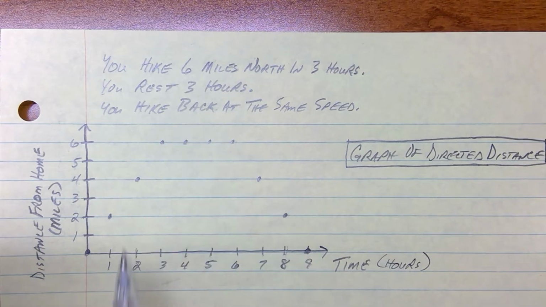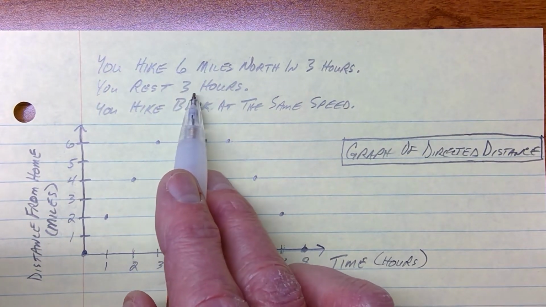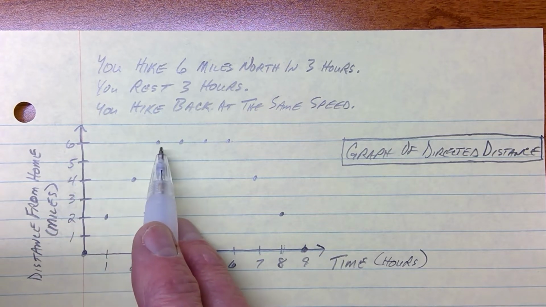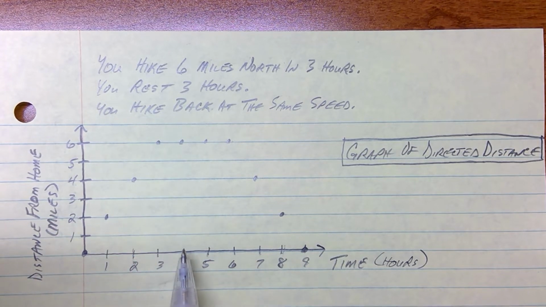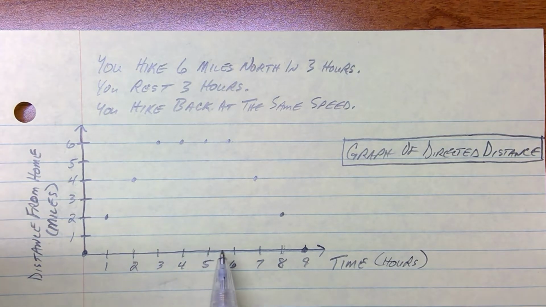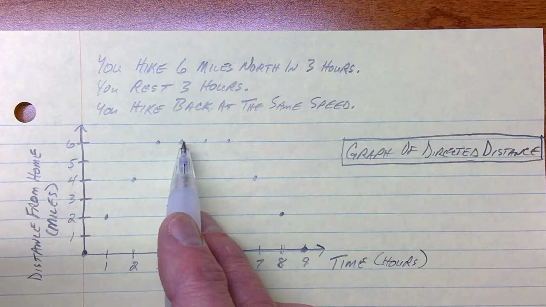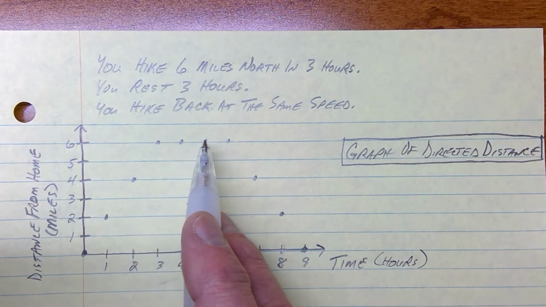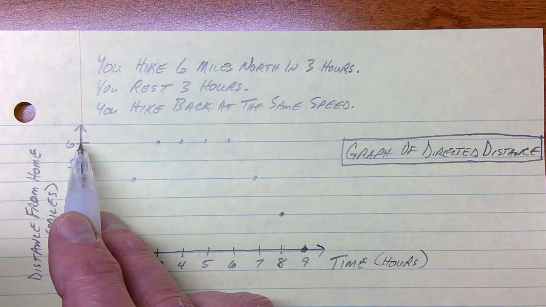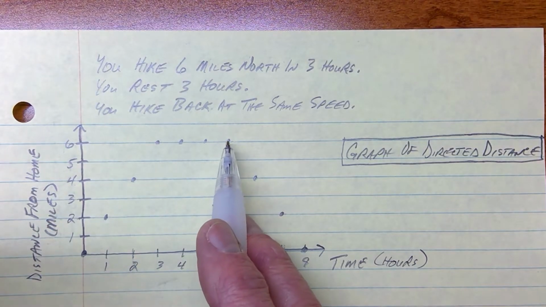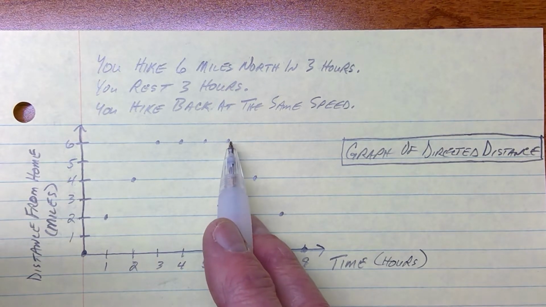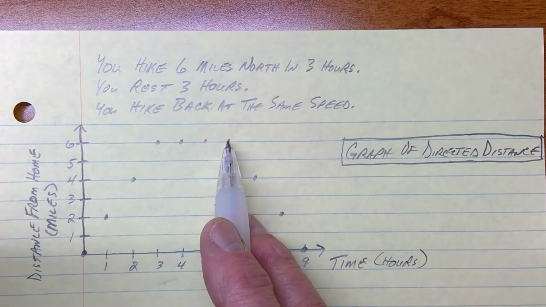Well, while you're resting, you are not getting any further from home. So after 3 hours, I was 6 miles from home. But for the next hour, I was sitting still, so I'm still 6 miles from home. And for the next hour, for those 3 hours, 1, 2, 3, I just stay 6 miles from home because I'm just sitting there not moving. And then I get up and I pack up and I start walking back home at the same speed. Okay, so after 6 hours, I'm 6 miles from home and now I'm getting ready to walk back home.